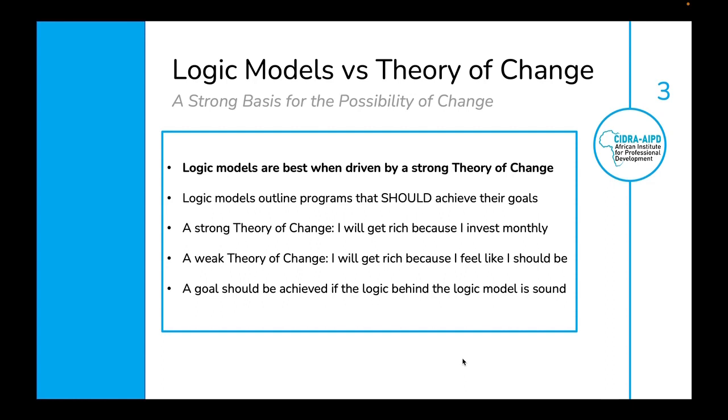The theory of change here is if you invest money consistently or you get a large return, then you will be wealthy. But if you don't, if you're not taking those actions and you're only looking at the big picture, you might not necessarily be rich. I think it's fair to say that most people don't get rich just by thinking about it, as great as that would be. A goal should be achieved if the logic behind the logic model is sound, essentially, wrapping all that up.